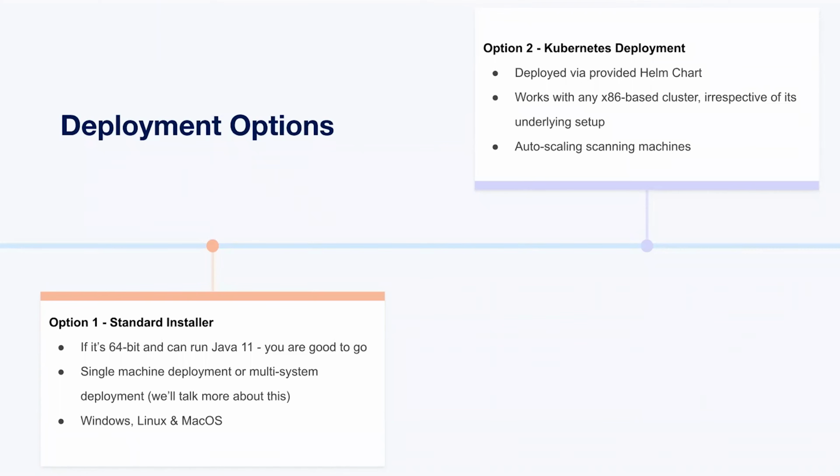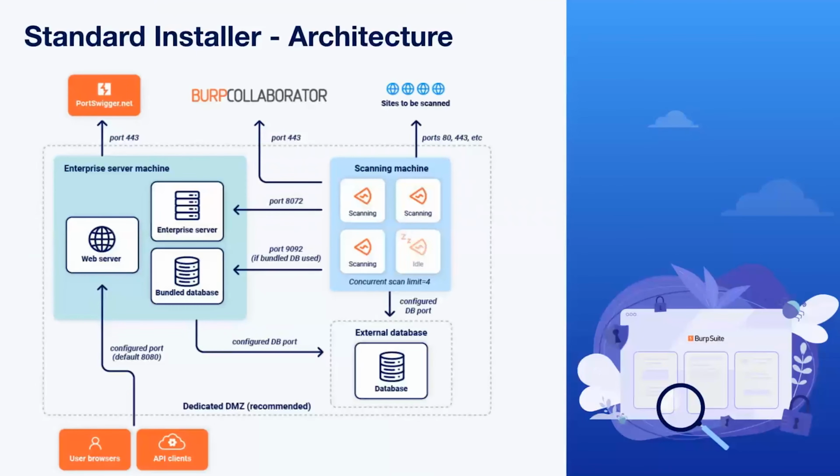If your preference is around containerization, we also have the Kubernetes deployment available. So we provide a Helm chart for which to deploy the application, and we're trying to be as agnostic as possible in terms of the underlying architecture. So if you want to deploy to different cloud providers, that's certainly possible. And this gives you the benefit of the auto-scaling scanning machines.